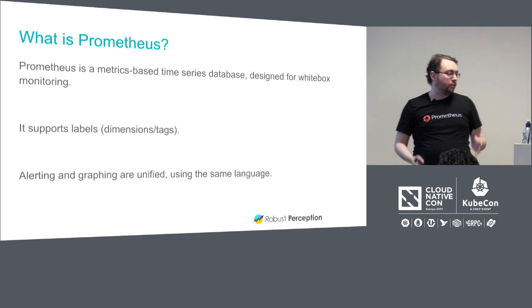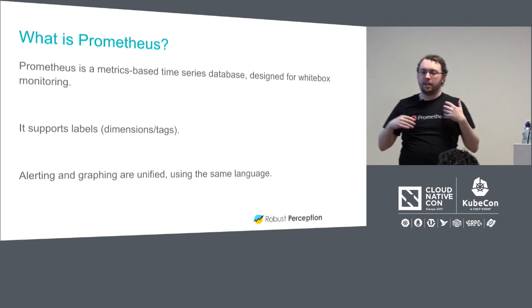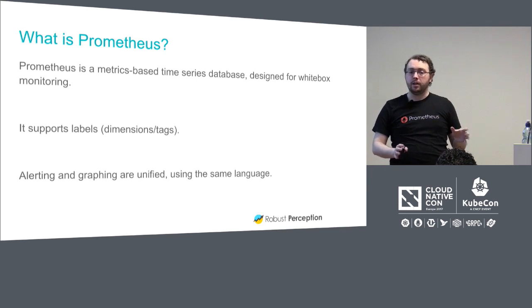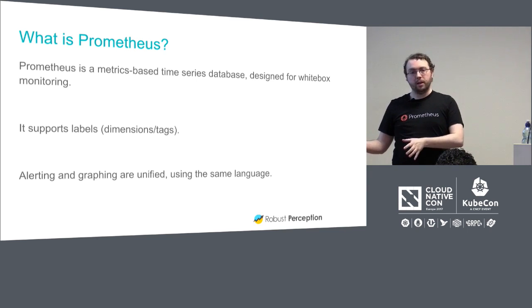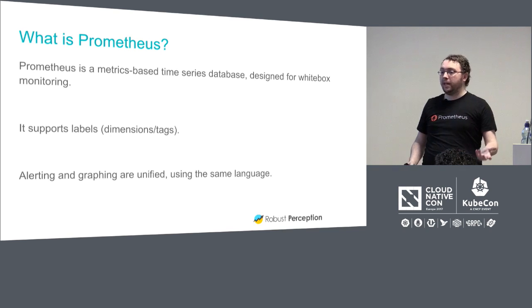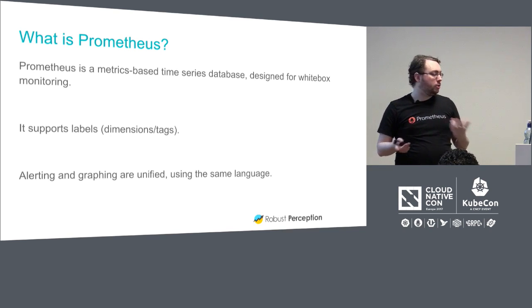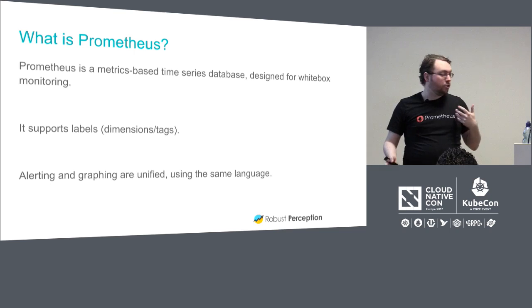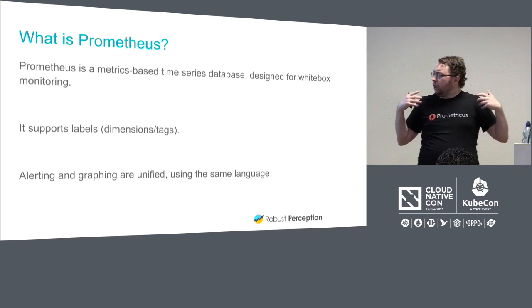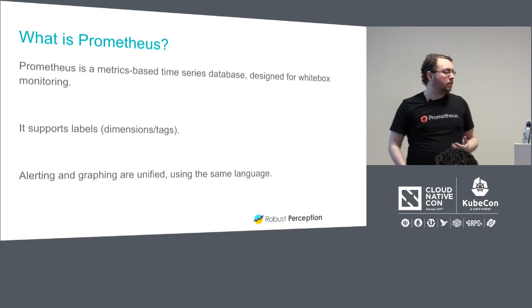So Prometheus, if you aren't generally aware, just to give you some background, it's a metric-based time series database for white box monitoring. So solving the same sort of space that, say, Graphite would be, not the same sort of space that Elk would be. It supports labels, which are multi-dimensional tags. They're key-value pairs. There's no ordering on them. And it's got unified graphing and alerting.